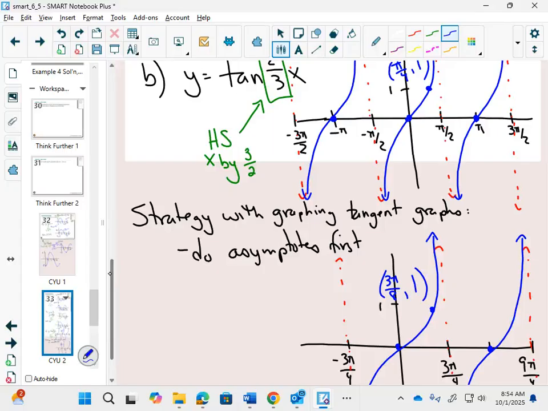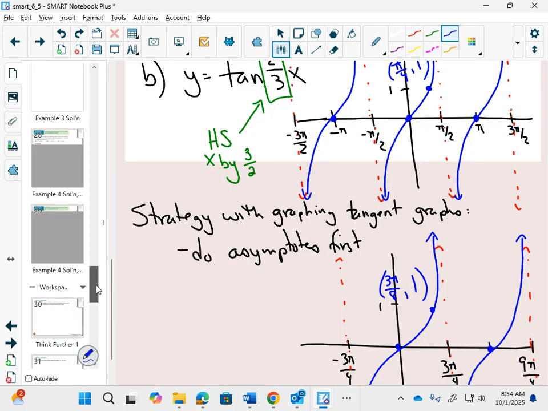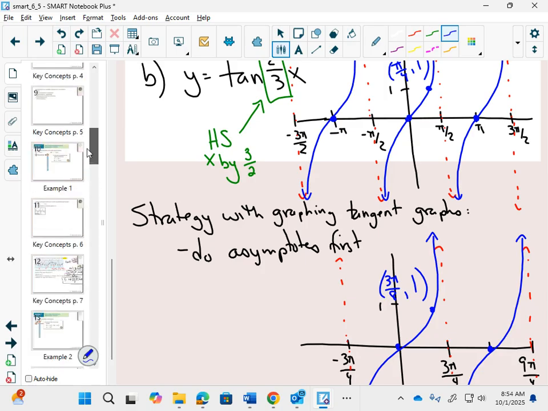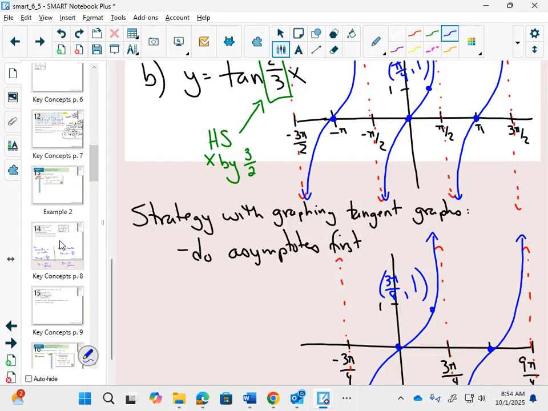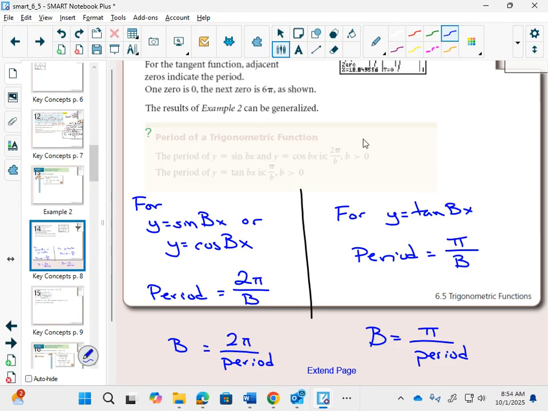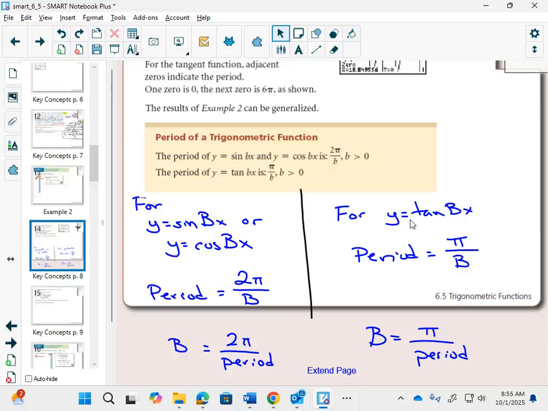At the bottom of your page, we're going to add some notes, and then I'll give you which questions to work on for this one. So at the bottom of the page, they have the period of a trigonometric function. These are very helpful formulas. In fact, you're going to use this first one for sine and cos a ton.